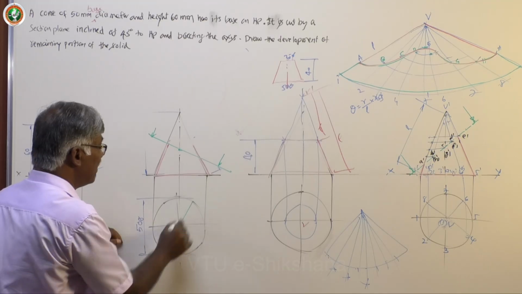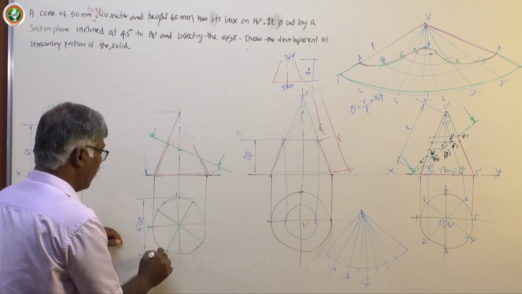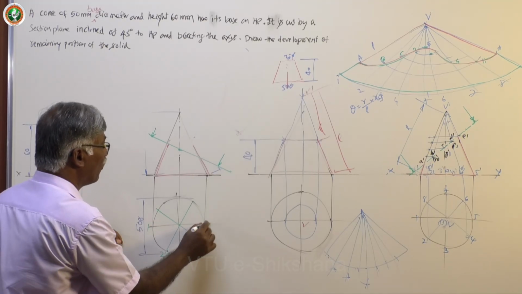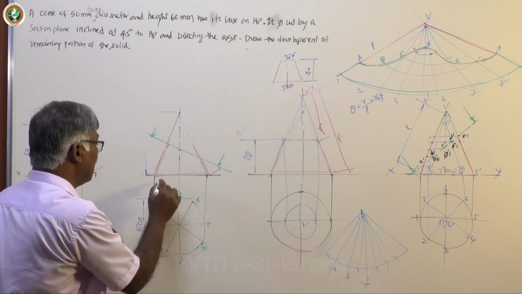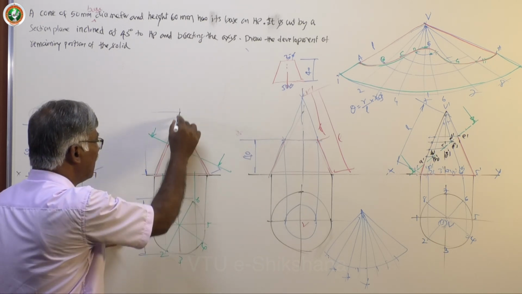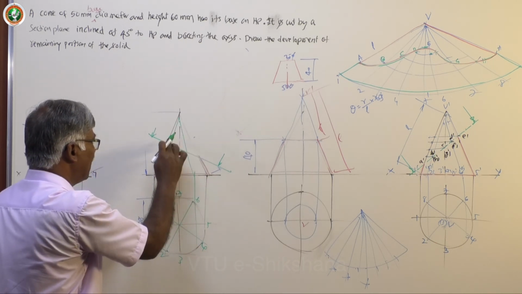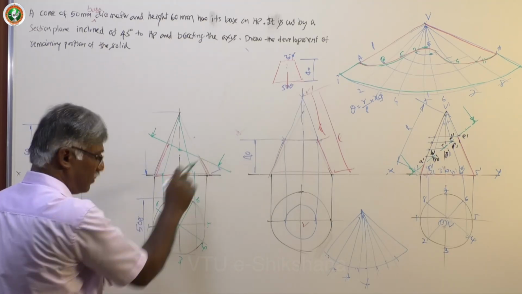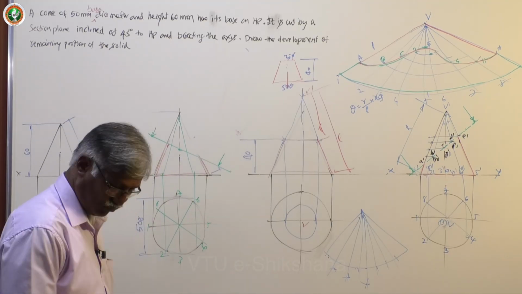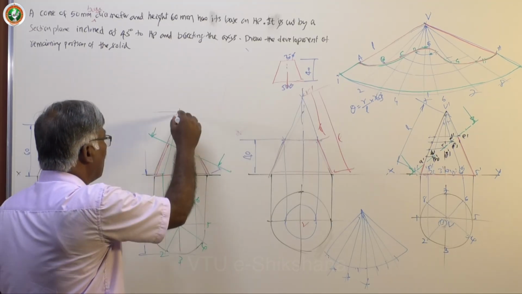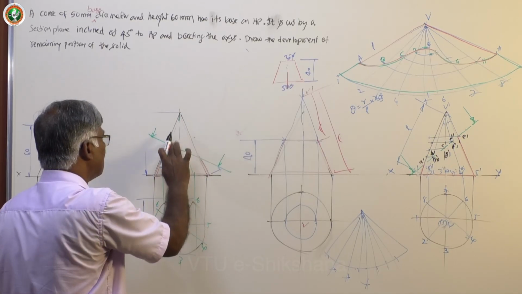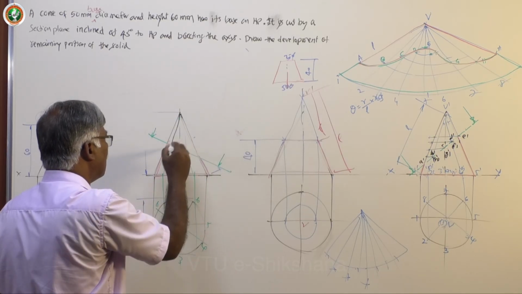Now divide this into unequal parts. 1, 2, 3, 4, 5, 6, 7, 8. So project this up. Assume that I have made this only dot. All are light lines.